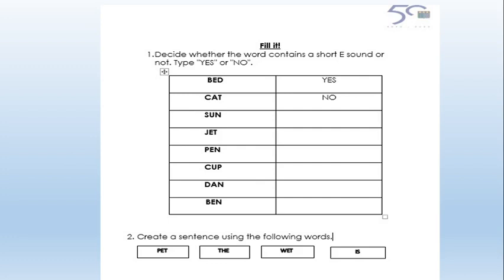Finally, a very good activity in which you have to write yes or no whether these words contain the short E sound or not, and also create a sentence using the following words. This is very important, to use these words in context, because we are going to deal with these words. So it's important that you use them and you create your own sentences as well. Why not?